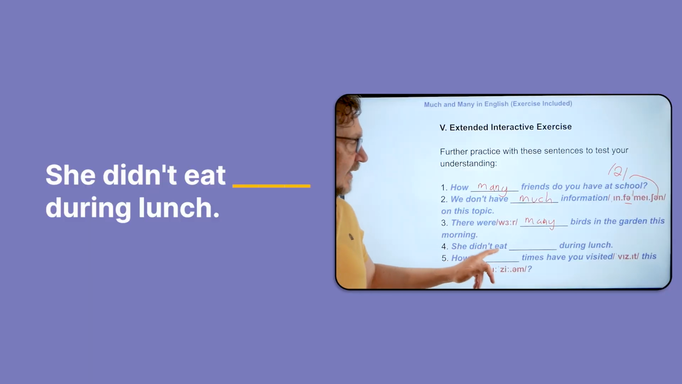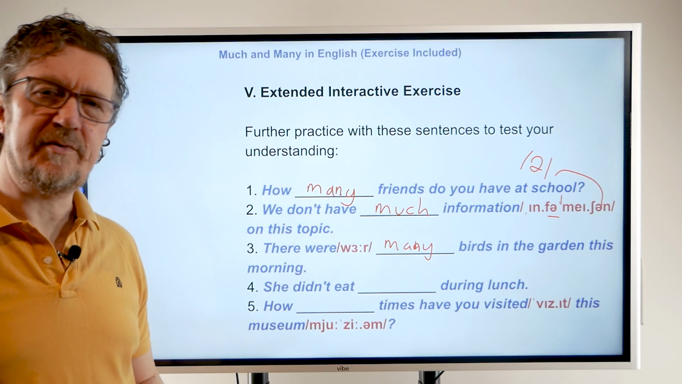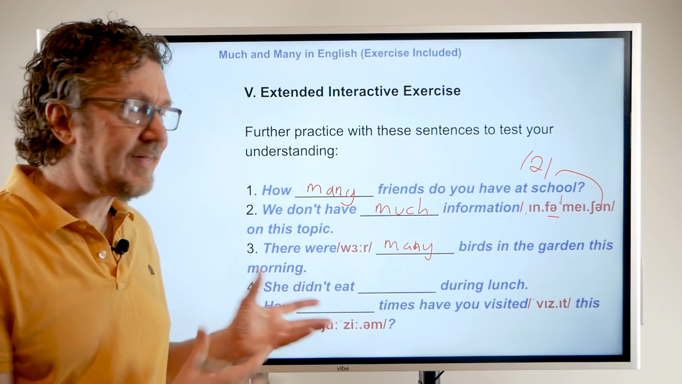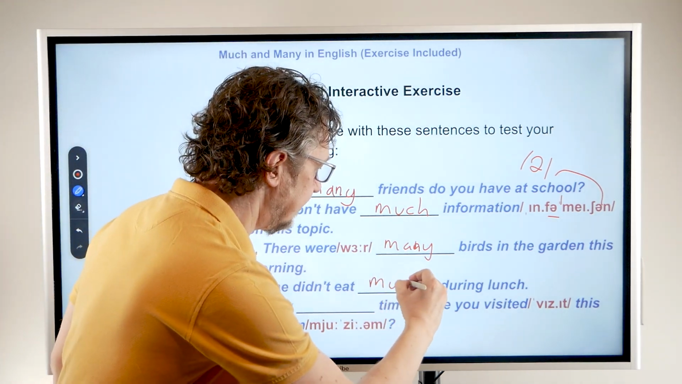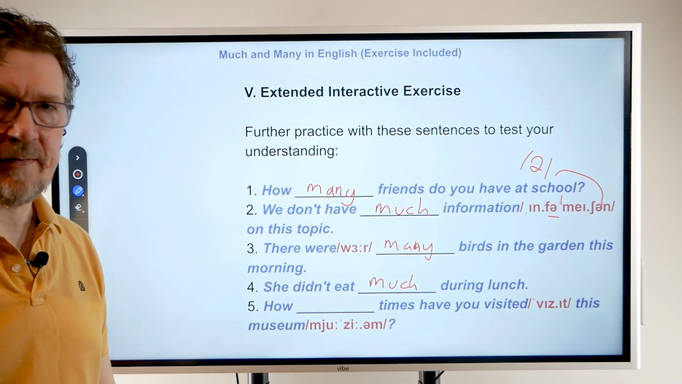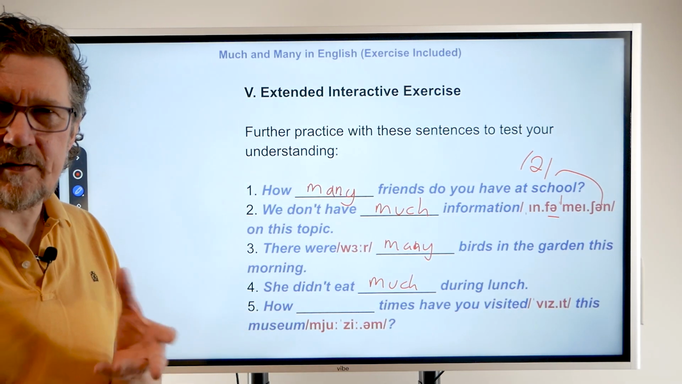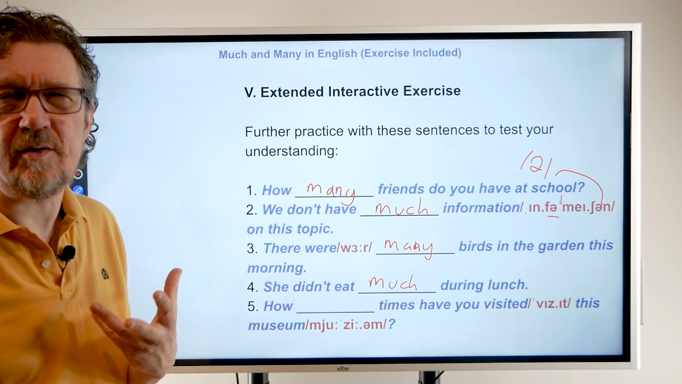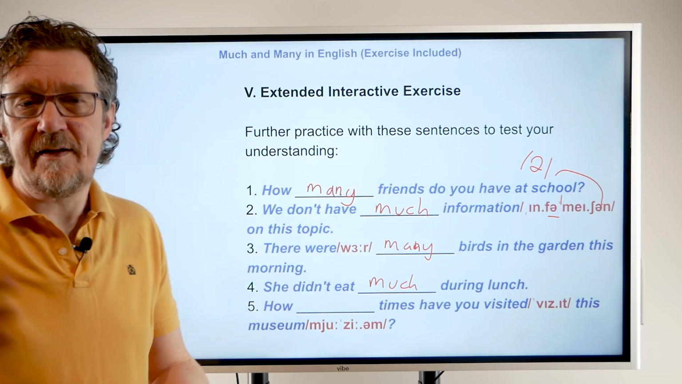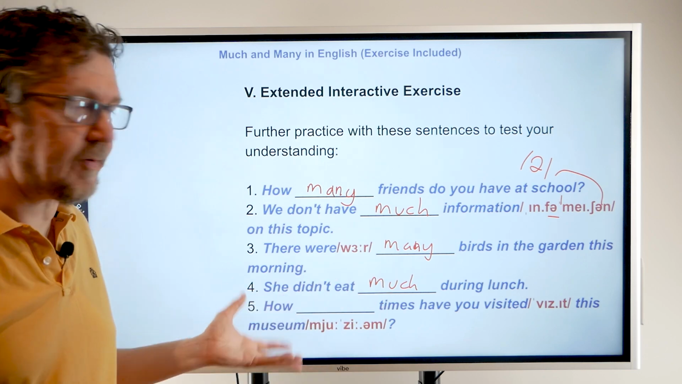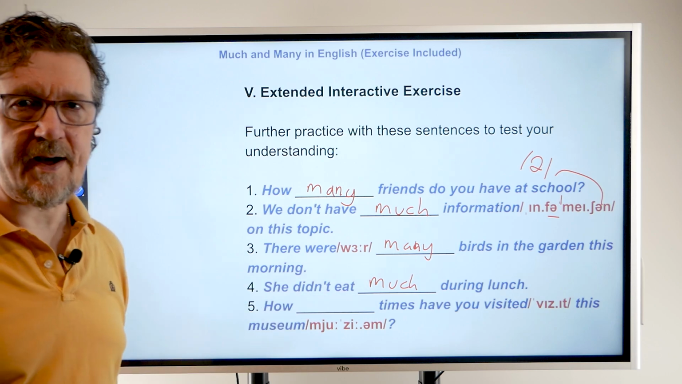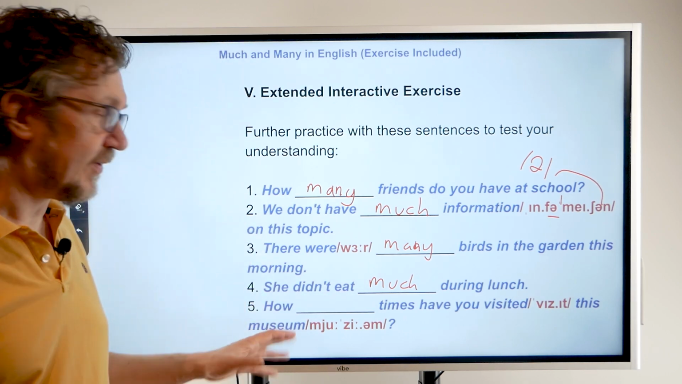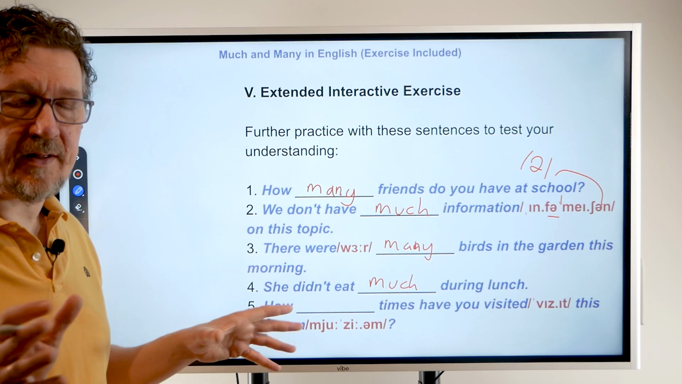Number 4, she didn't eat during lunch. So what do we put here? Are there any things that we can count in that sentence? There's not. So we have to write, she didn't eat much during lunch. Because you can't really count the eating. You can't say how much you ate. You can't say how many you ate. For example, you can say, how many apples did I eat? But we don't have apples, we don't have steaks, we just have nothing. So we have to work with what we have. So she didn't eat much. All right, if there's nothing countable in there, then much is what you use.